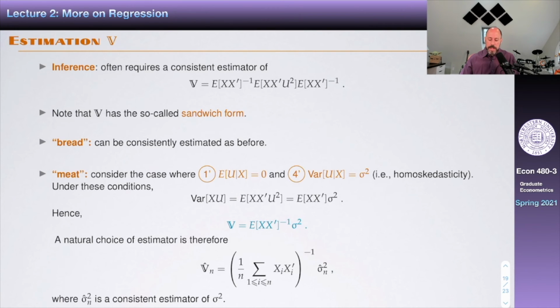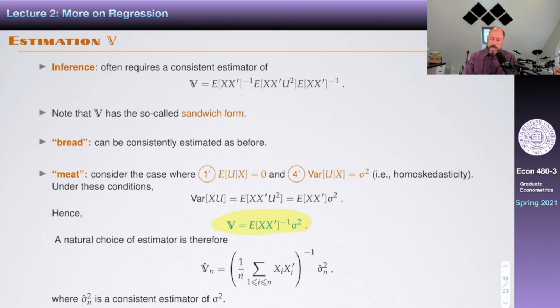But for now, consider the case where we change two of the assumptions that we have. One is replaced by 1 prime, which is the expected value of u given x is 0, and 4 is replaced with 4 prime, which is our homoscedasticity assumption: the conditional variance of u given x is just sigma square. So under these assumptions, this variance of xu, which again we wrote here as expected value of xx prime u square, is just expected value of xx prime times sigma square. And in that case, if you just plug in that expression, you see immediately that the expression for B simplifies a lot, and it has two terms.